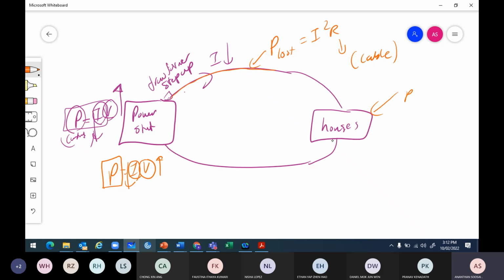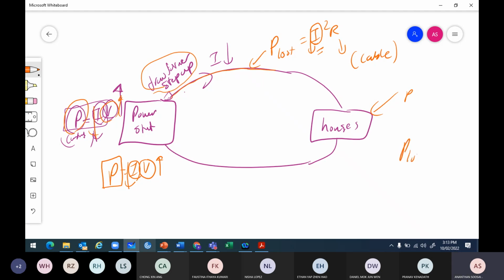So we want to limit the power loss in the cable. How can we do that? By decreasing the current flow in the cable. How can we decrease the current flow? By using a step-up transformer, raising the voltage from the power supply. Since the power of the power station is constant, the current will be small. This is how power loss is minimized.